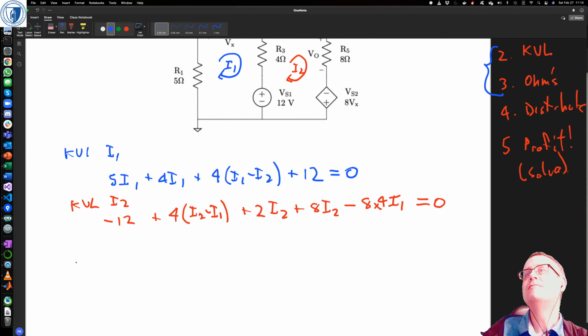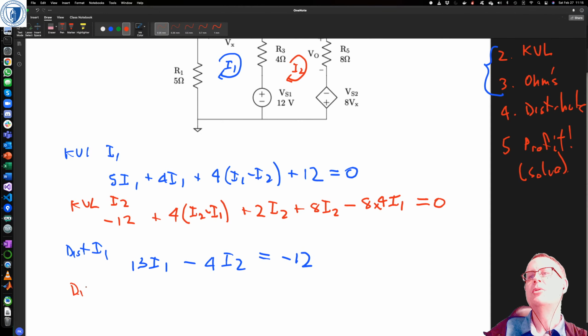And then so we distribute for I1, we've got 1, so 5, 9, 13 I1 minus 4 I2, and that equals minus 12.